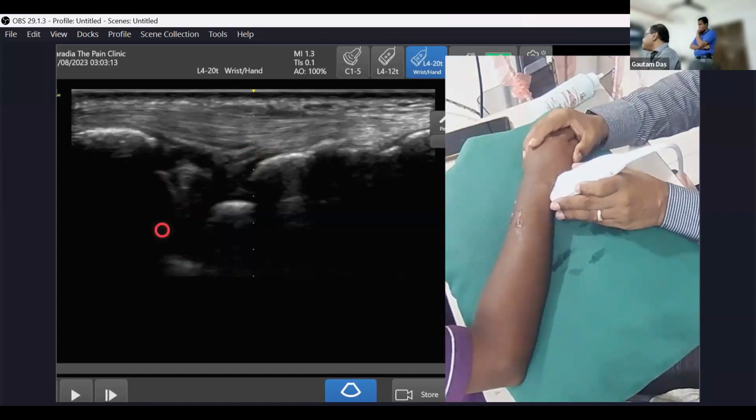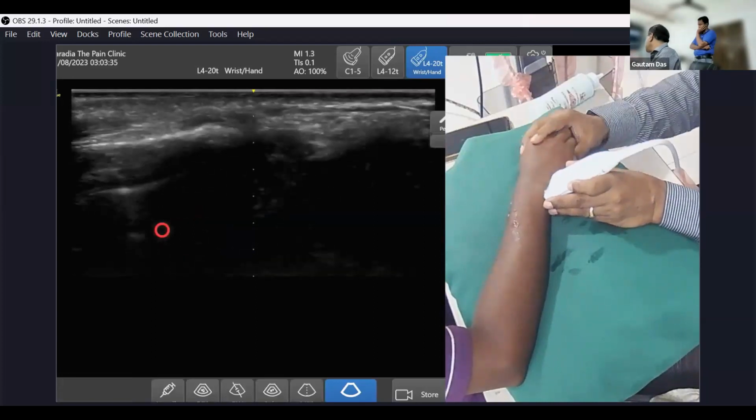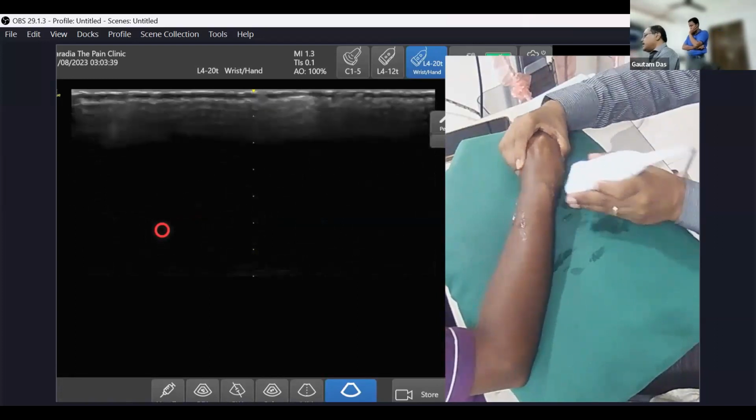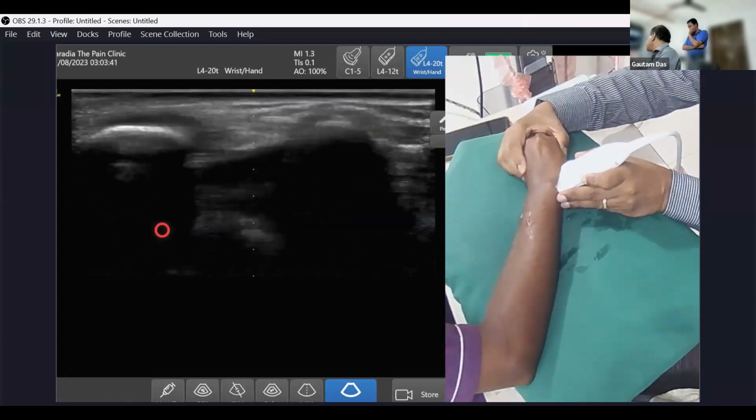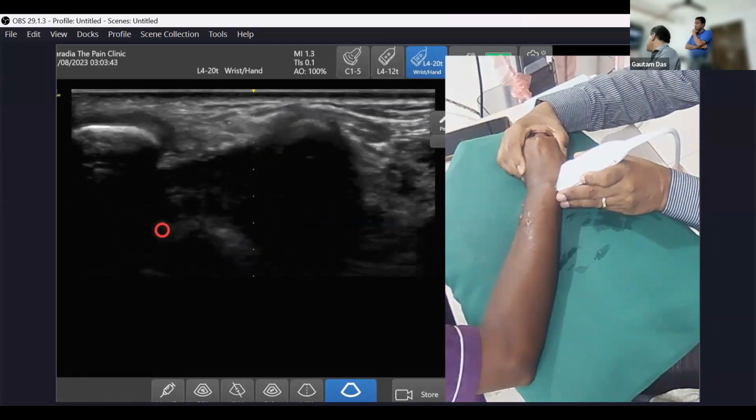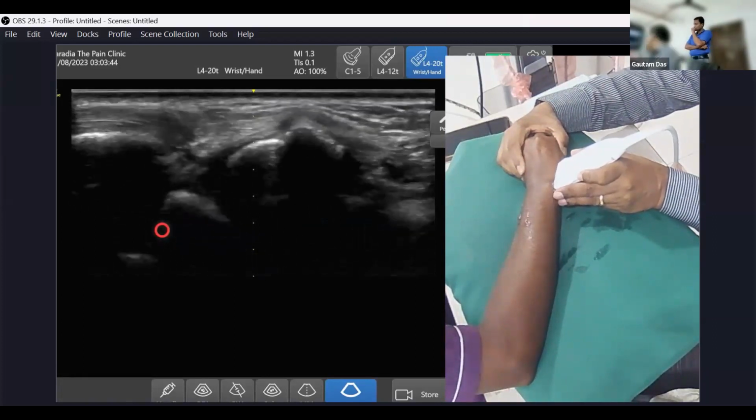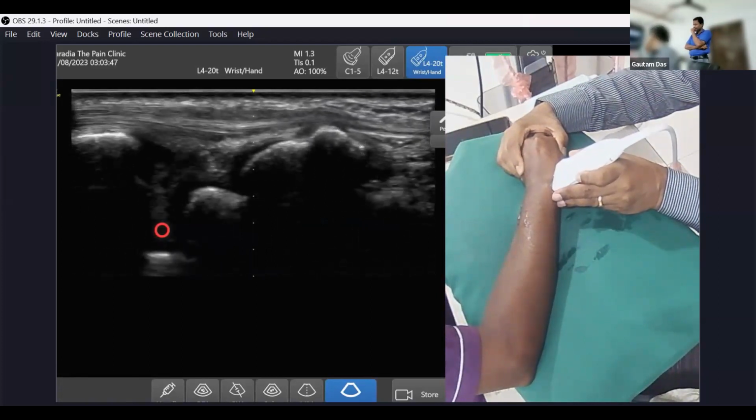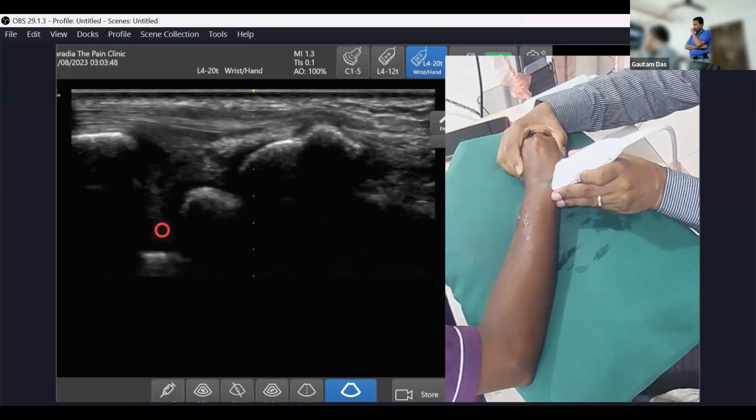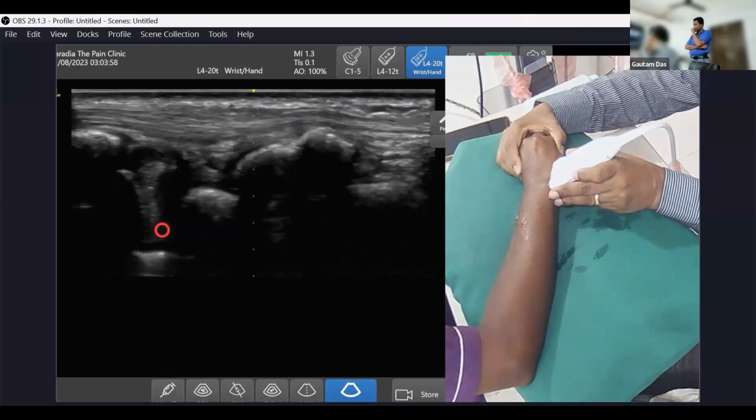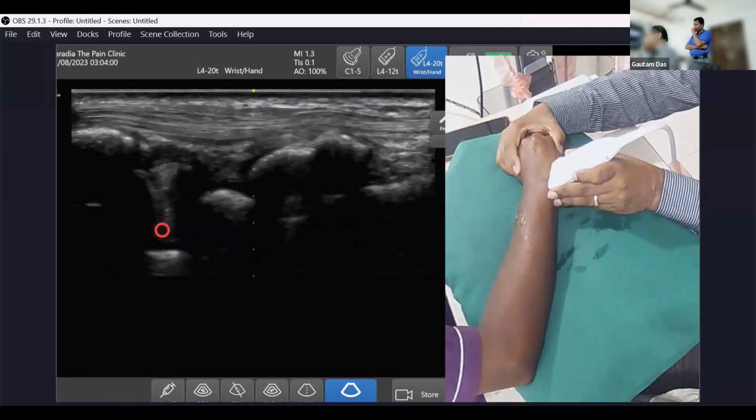And again, see, if you are making a radial deviation, then you can see it better even. Okay, so now see the structures. Again, layer by layer: tendon sheath of the extensor carpi ulnaris, then your ulnar collateral ligament, then the meniscus homolog, and then the triangular fibrocartilaginous complex.